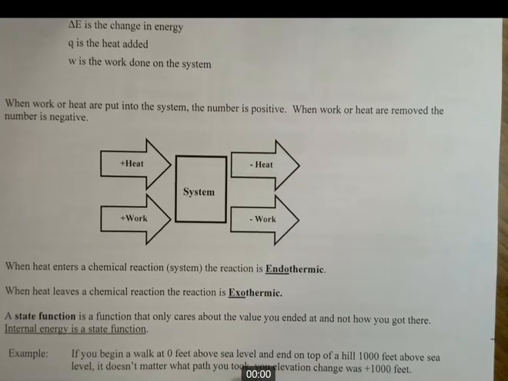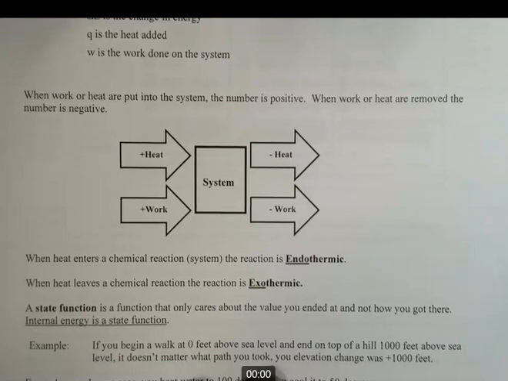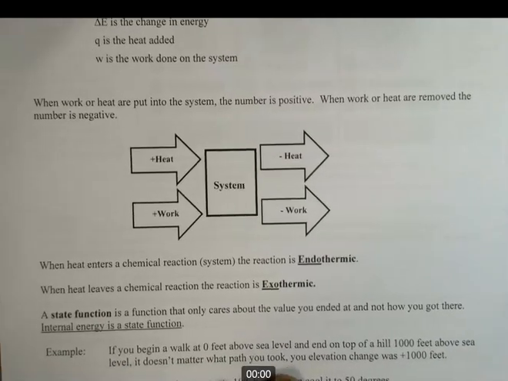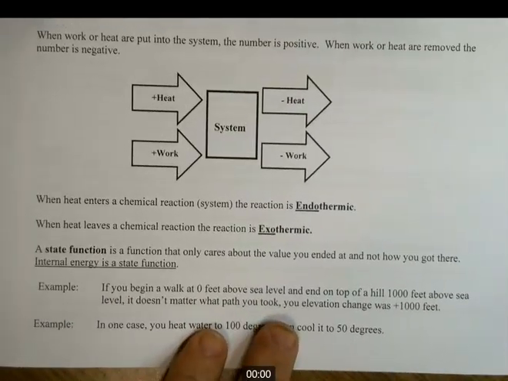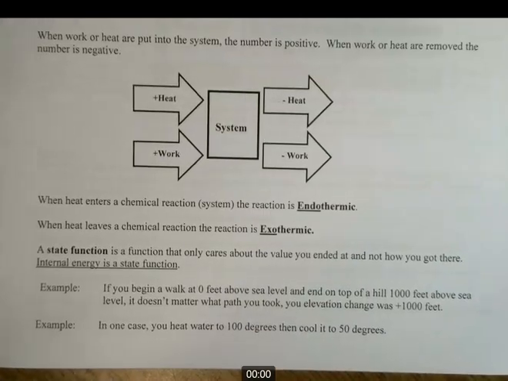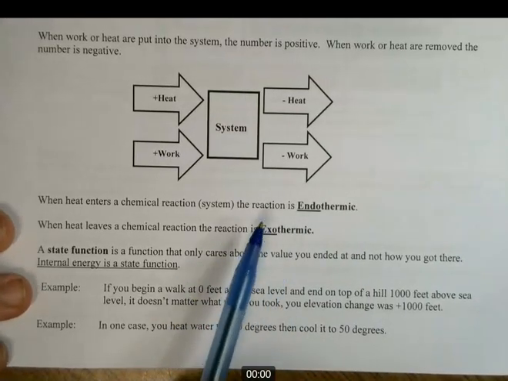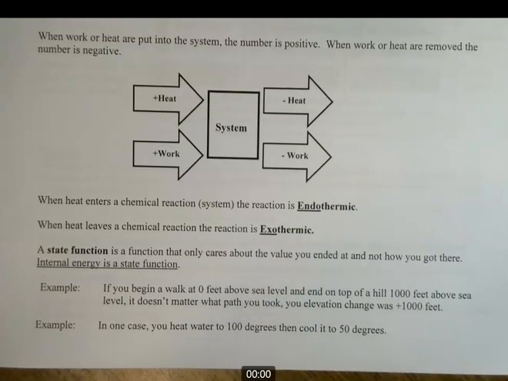Okay? So as I say, we're hitting you with a lot of vocabulary here. It's almost like a glossary to a textbook. All right, so when heat enters a chemical reaction or a system, it's called endothermic. It's going in. And when heat leaves the chemical reaction, it's called exothermic, like exiting a room. It's exo.